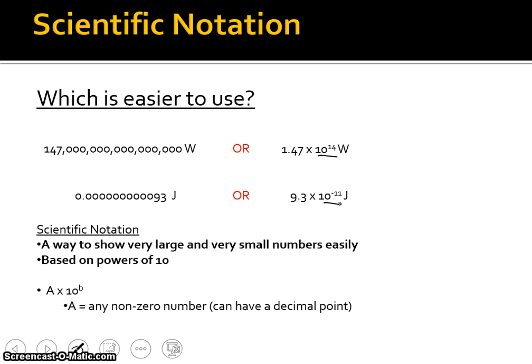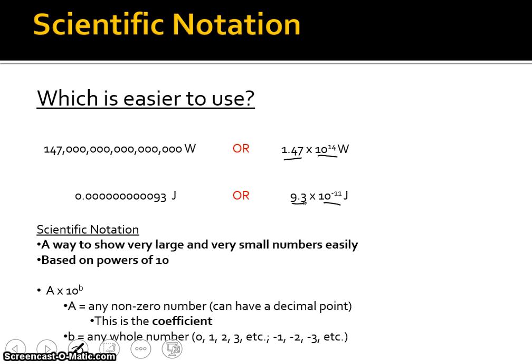So a is going to be any non-zero number. We can have a decimal point. You'll see, more often than not, we'll have a decimal point. This is called the coefficient. That's an important term, so remember, this is your coefficient over here. Coefficient, coefficient. b is any whole number for our purposes. You can have decimals for your exponent, but for us, we will have a whole number exponent. So here you have 10 to the 14th, here's 10 to the 11th. Okay, so that's the basic format.